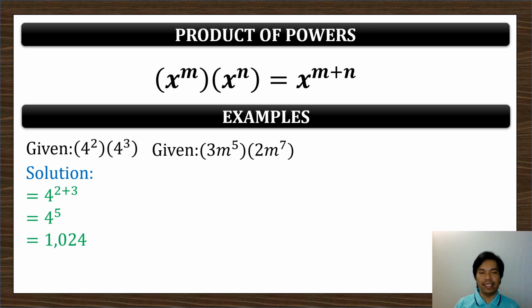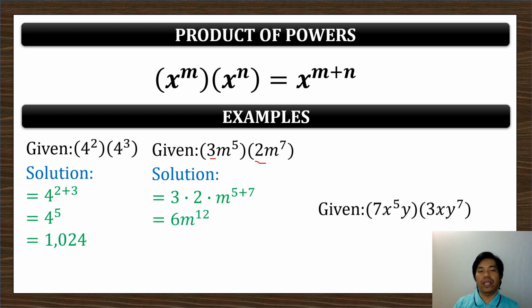Para naman sa ating next na example, given that we have here 3m raised to 5 times 2m raised to 7, so ang gagawin natin dito ay multiply muna natin yung ating mga numbers na 3 and 2, and then doon naman natin sa m raised to 5 and m raised to 7, i-apply natin yung kagaya nung nasa taas. So sa result, meron tayo ditong 6 or 3 times 2 times m raised to 5 plus 7, and that will give us 6m raised to 12.